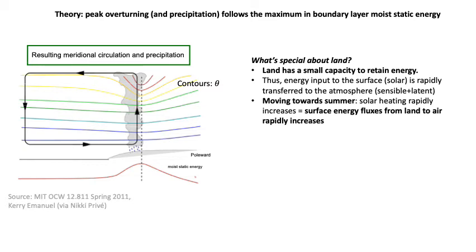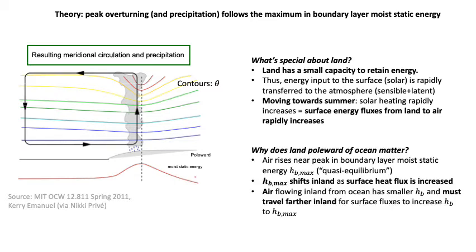And so as you move towards the summer, solar heating rapidly increases. What that means is surface energy fluxes from the land to the air are also rapidly increasing. And this is actually the same argument for why the diurnal cycle is much stronger over land than over ocean, why temperatures can increase so quickly during the day and decrease so quickly at night as compared to over water.